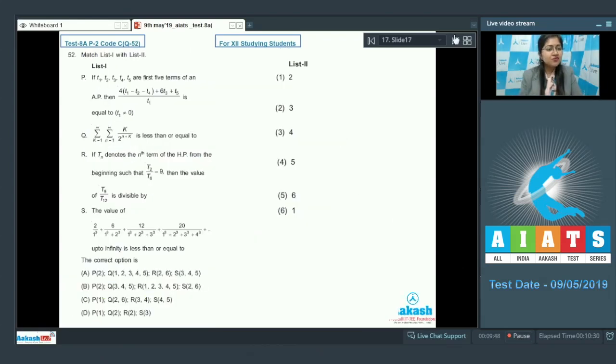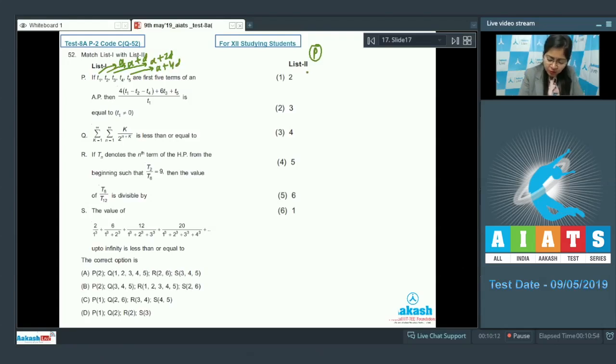Next is question number 52, which says that in option P, if T1, T2, T3, T4, T5 are the first 5 terms of an AP, then we have to find the value of this term. Now, as these are 5 terms of an AP, we can assume the terms as A, A plus D, A plus 2D, and so on up till A plus 4D.